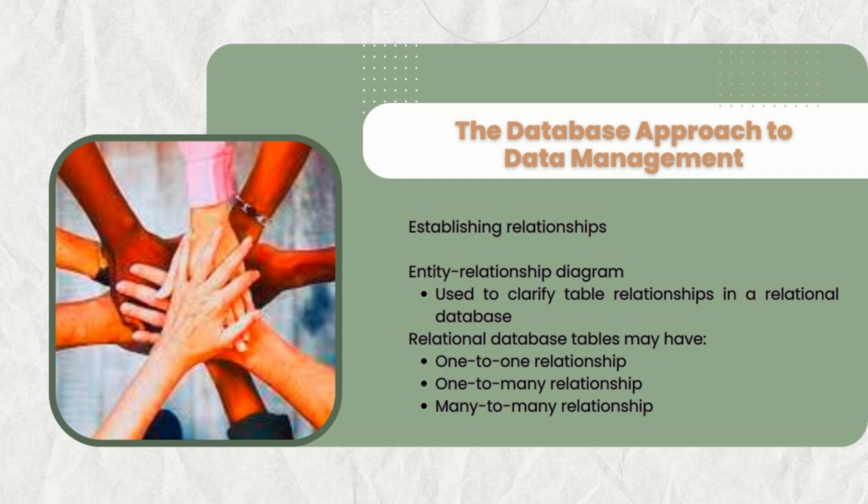In a many-to-many relationship, each record in Table A can be associated with multiple records in Table B, and vice versa. This type of relationship requires a join table, also known as an intersection table, to link the two tables together. The join table contains foreign keys from both tables, creating a bridge between them. For example, a student table may have a many-to-many relationship with a course table, where each student can enroll in multiple courses and each course can have multiple students.